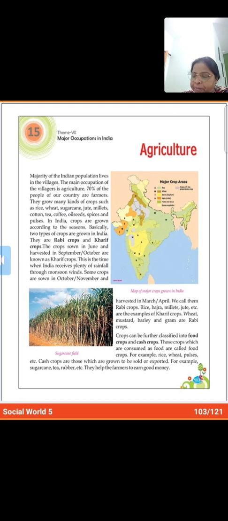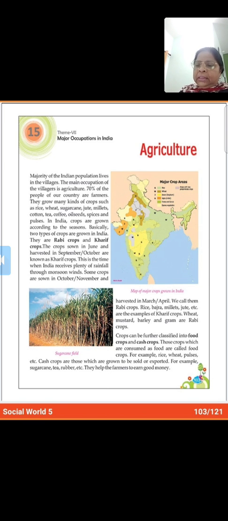Crops can be further classified into food crops and cash crops. Those crops which are consumed as food are called food crops. For example, rice, wheat, pulses, etc. Cash crops are those which are grown to be sold or exported. For example, sugarcane, tea, rubber, etc. They help the farmers to earn good money. So, this is the story of our agriculture.